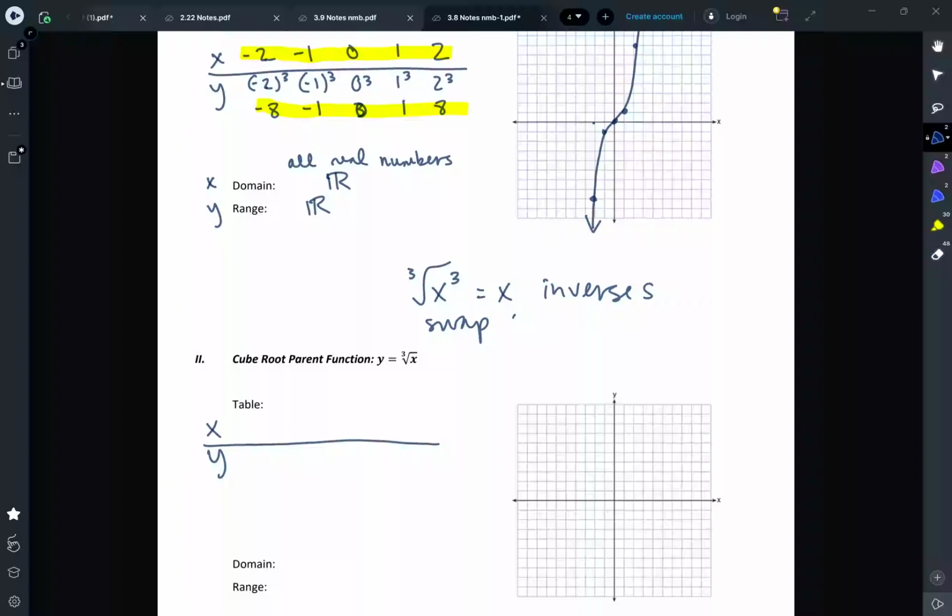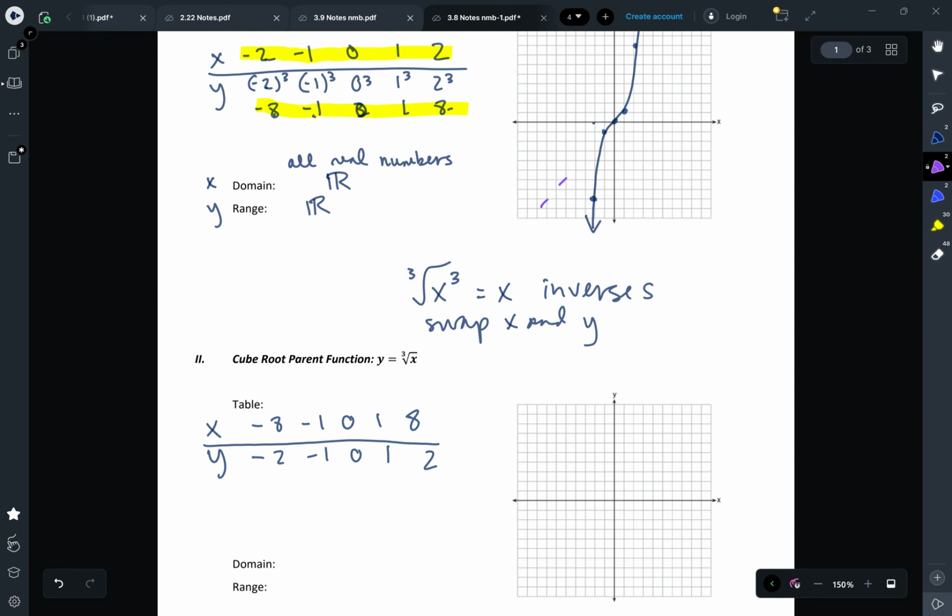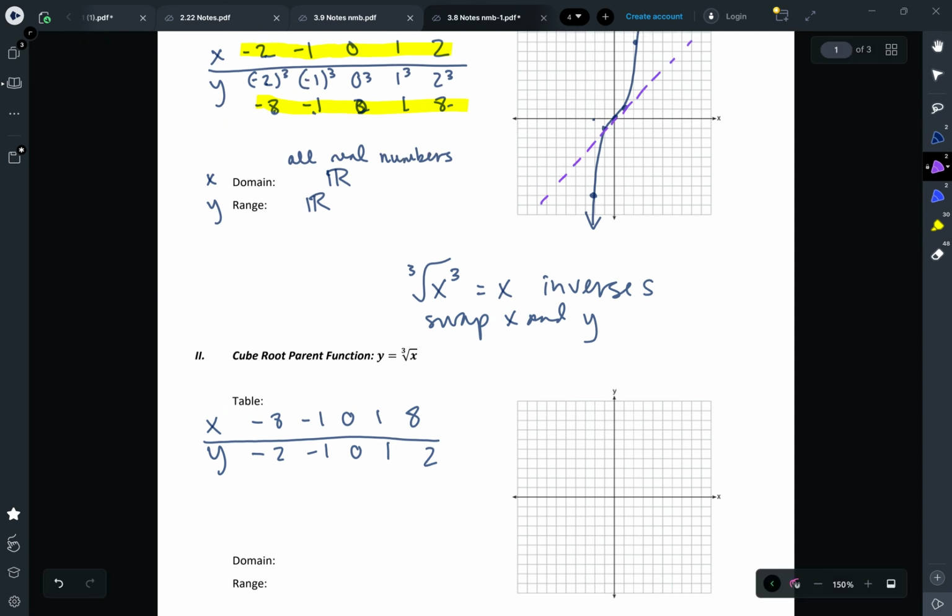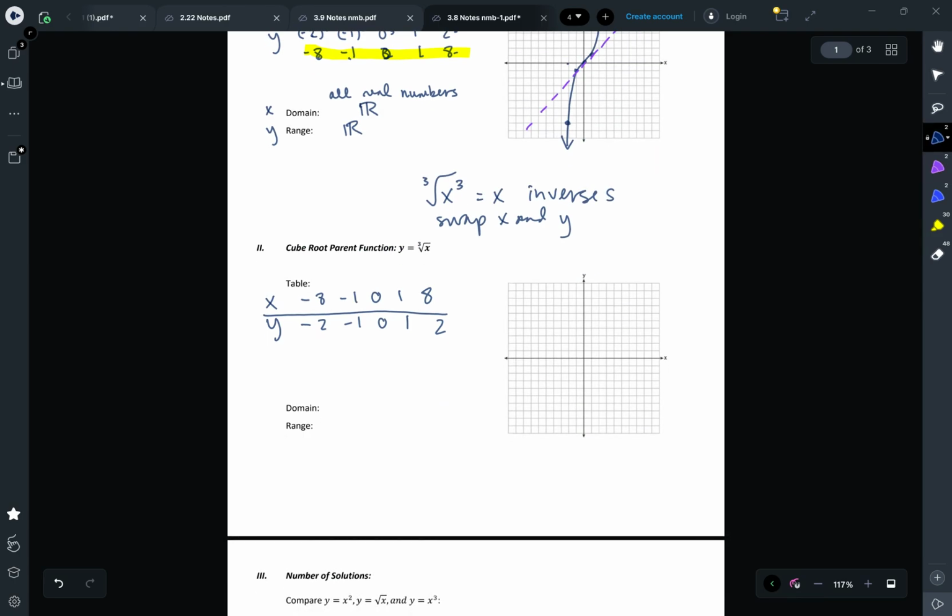So that means I'm literally going to take my y row, -8, -1, 0, 1, 8, and I'm going to write that for the x. And then for the y row, I'm going to use the x row, -2, -1, 0, 1, 2. And this is going to actually reflect my graph along this line, y equals x. All right, so when my x is -8, my y is -2. -1 is still -1, 0, 0, 1, 1, and then 8, 2. So there's really only a couple points that are different, huh?